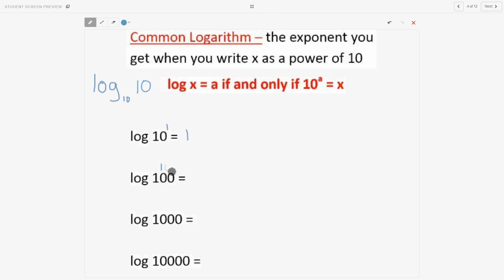Here, that can be rewritten as 10 squared. It's going to be 2. That's 10 cubed. So log of 1,000 is 3. And log of 10,000 is the same as 10 to the 4th. That is 4. Sometimes in science, if you have a huge range from something very small to something incredibly large, they will graph using a logarithmic scale. Doesn't happen very often, but it does happen.